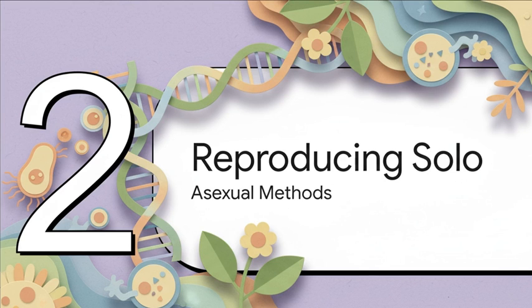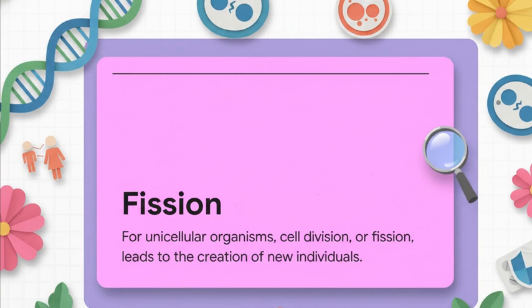Okay, now that we've got the whole DNA copying thing down, let's look at the simplest way organisms reproduce, when just one single parent creates a whole new generation all on its own. This is what we call asexual reproduction. For a lot of single-celled organisms, reproduction is basically just cell division, or what we call fission. You take an amoeba, for example. The cell just splits into two new separate individuals. Simple as that. That's called binary fission.